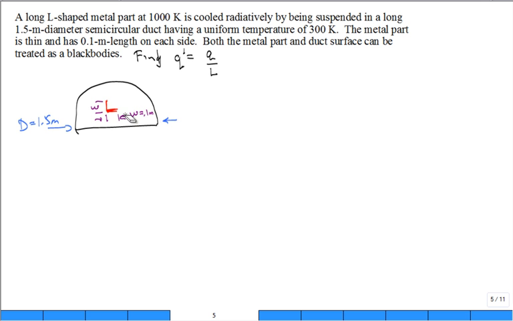Well, let me do this. I need to clean up a little room in here. I know the dimensions of the L-shaped part. Let me ask you this question.